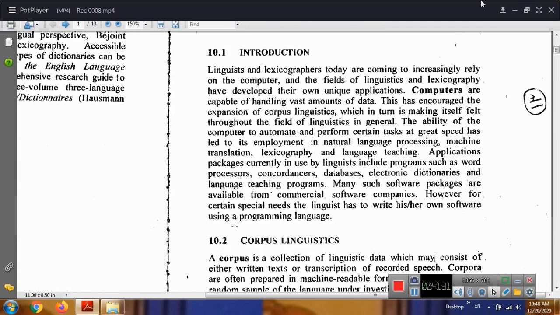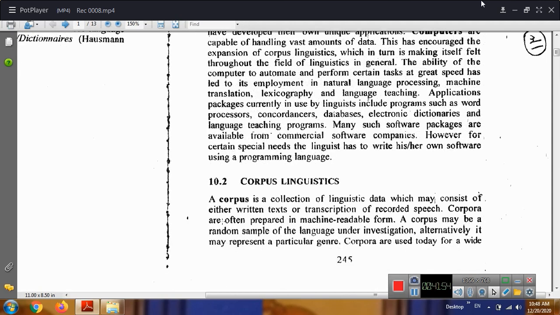Now we say something about the role of computers and their features, which are analyzing vast amounts of data and their speed. We defined corpus linguistics as a collection of linguistic data which may consist of either written text or transcription of recorded speech. The corpora are often prepared in machine-readable form.